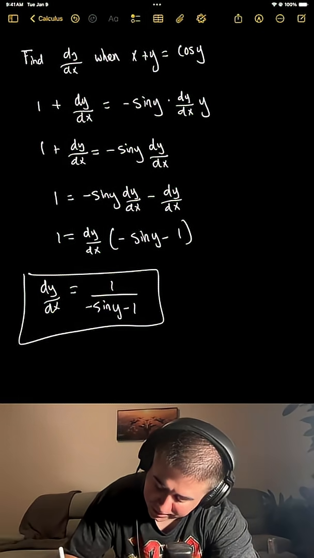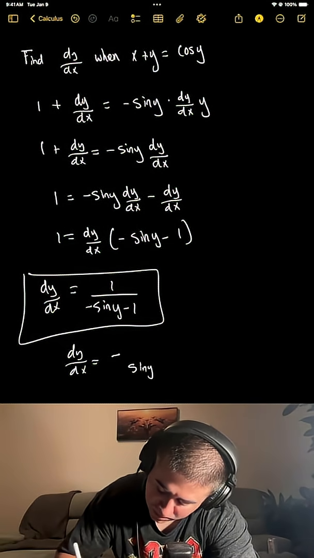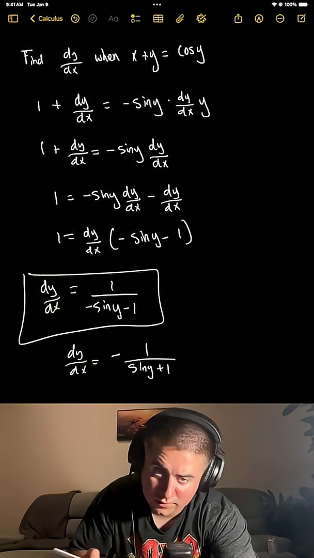Some answers might have it as dy/dx is equal to, and they have the negative on the outside, and so what that does is just change the denominator to sine y plus 1, over 1. So that could be the final answer as well.